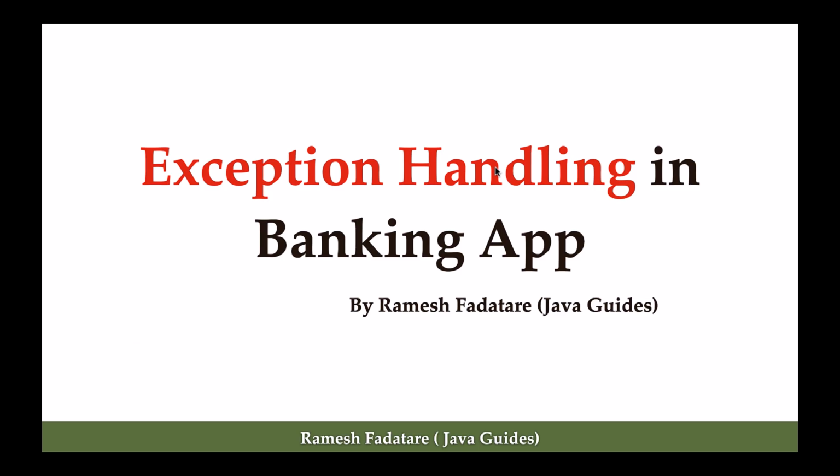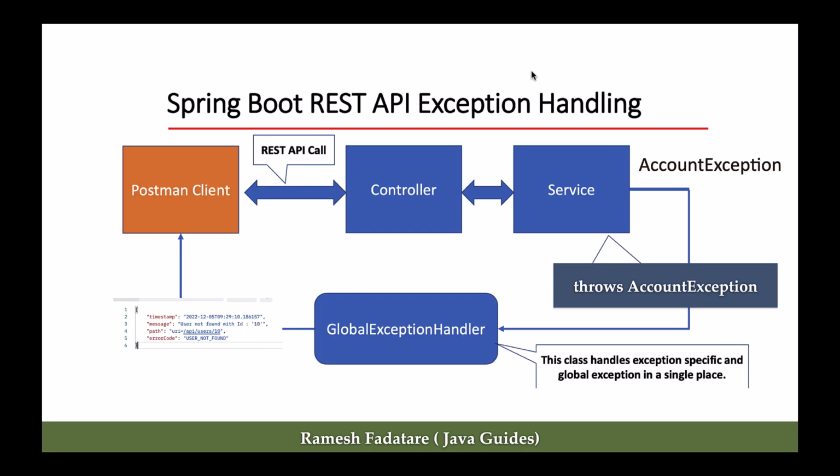Alright, great. Hi everyone, welcome back. In this lecture onwards, we'll start implementing exception handling in the banking application. Let us quickly take a look at how we are going to handle the exceptions in a Spring Boot REST API project. Well, whenever the client sends a request, the controller will handle that request and it will send that request to the service. In the service, we basically write the logic to validate the request. Like first we'll check whether the account with the given ID exists in the database or not. If it does not exist, then we throw an account exception.